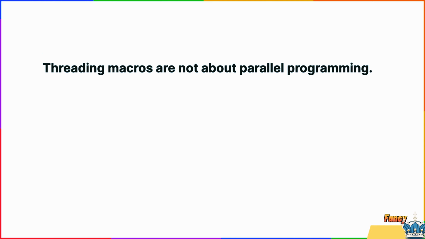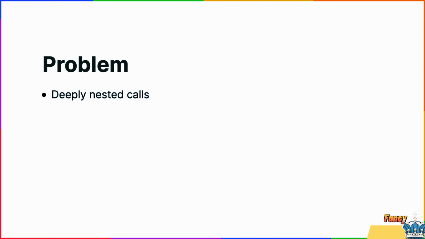Threading macros. The term thread has got nothing to do with parallel programming here. Thread is an expression for a linear series of operations, like pearls on a thread. As your functions grow in complexity, the readability of code gets affected.